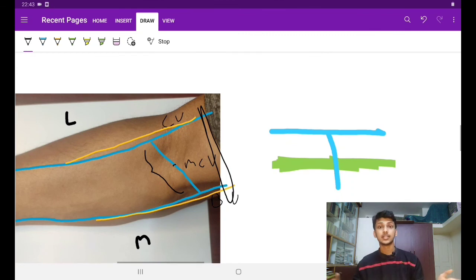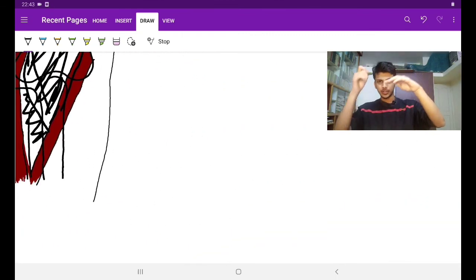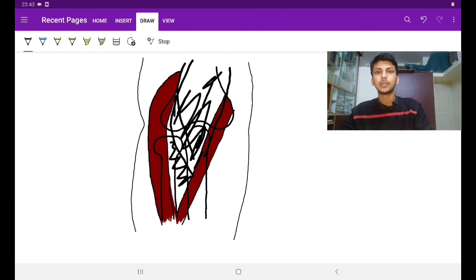It is anchored, so it doesn't move much, and it is a superficial vein. It is very superficial. You can easily palpate it. So it is less pain to the patient itself and less chance of injury to any artery nearby. Okay, guys, this was the cubital fossa.